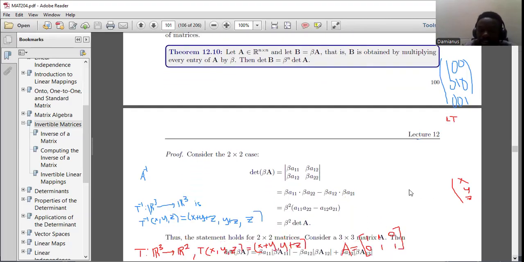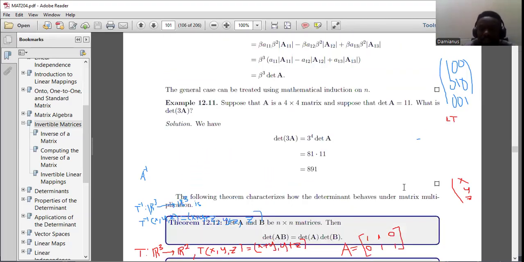And then there's a proof there, which anyway, fine, you can look at that. I'll just do a last example for the day. Suppose A is a 4 by 4 matrix, and suppose the determinant of A is 11. What is the determinant of 3A? Each of the rows of A, there are 4 rows, they have been scaled 4 times. So basically, the determinant will be the determinant of A, which is 11, times 3 to the power 4, 4 copies of 3. And that's what you get.